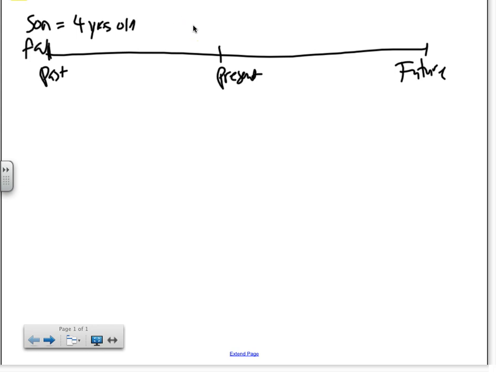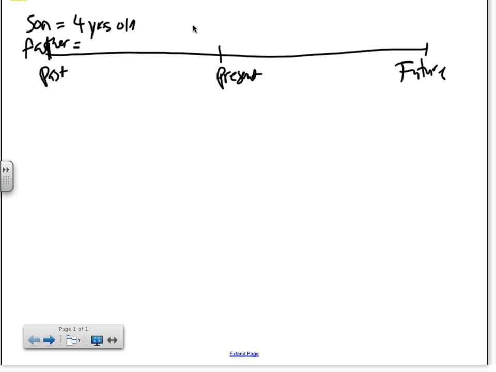Then the father, I'm still on line up here. This is 10 years ago. What would the father's age be 10 years ago if the son was 4 years old? Please do not answer that. So that means... think about that for a moment.